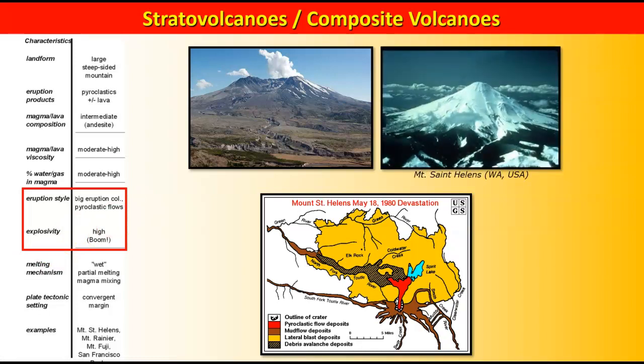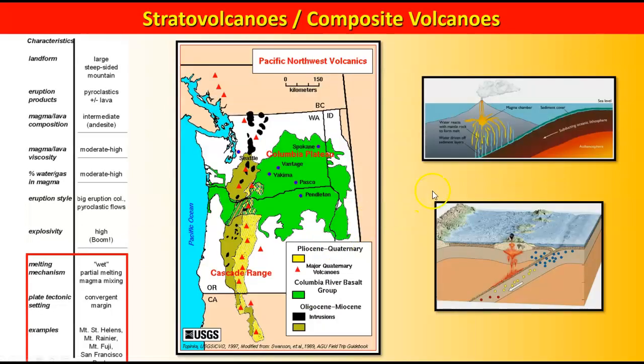So same thing, if you were asked, hey, where would I see an intermediate type or a stratovolcano? We're thinking subduction, right? We're thinking one plate subducting under the other. And here's this example of the Cascade Range, right? These are all kind of volcanoes. Boom, boom, boom, boom, boom, boom. These are all intermediate, okay?